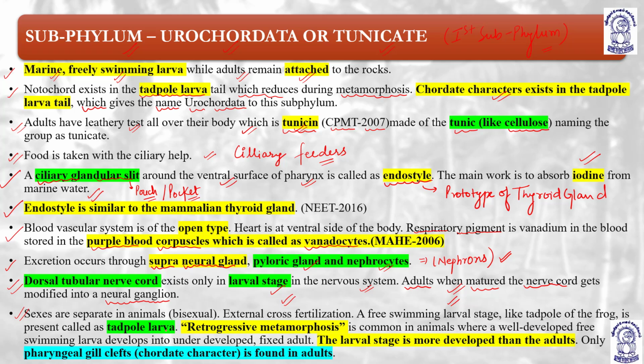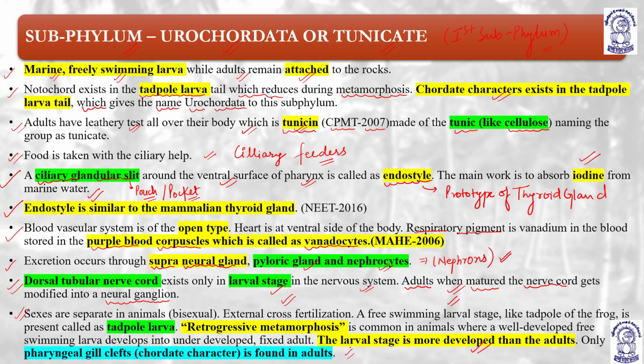Okay, they are bringing them to the more previous stages, an undeveloped or underdeveloped form, right? The larval stage is more developed than adults. Only the pharyngeal gill cleft chordate character is found in adults. So adults have only one chordate character, that is pharyngeal gill clefts.